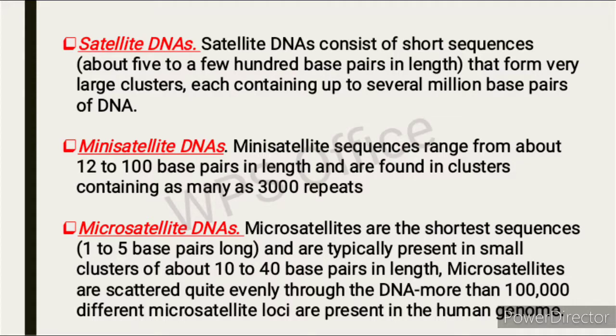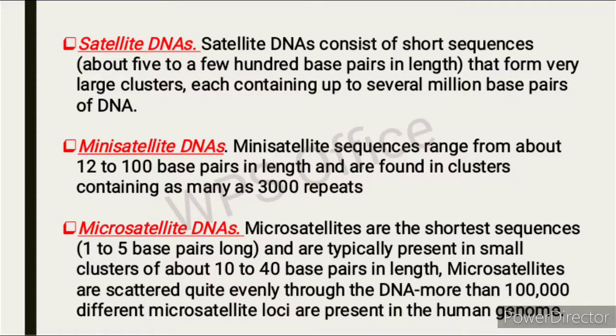Next are the minisatellite DNAs. They range from about 12 to 100 base pairs in length and are found in clusters containing as many as 3,000 repeats. Thus, minisatellite sequences occupy considerably shorter stretches of the genome than satellite sequences. Many minisatellites tend to be unstable, and the number of copies of a particular sequence often increases or decreases from one generation to the next.